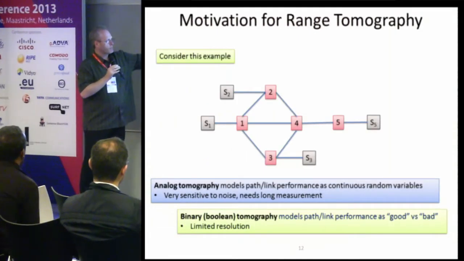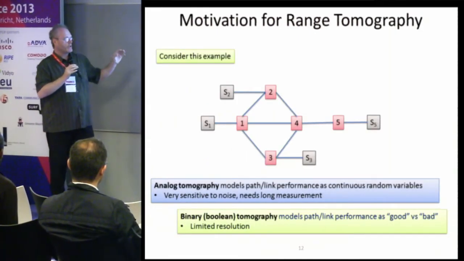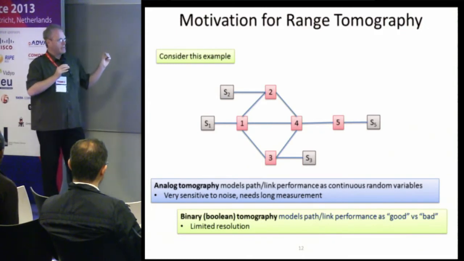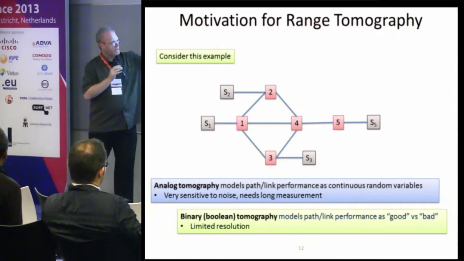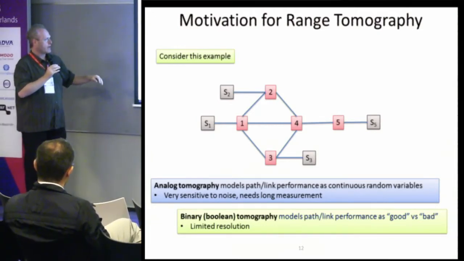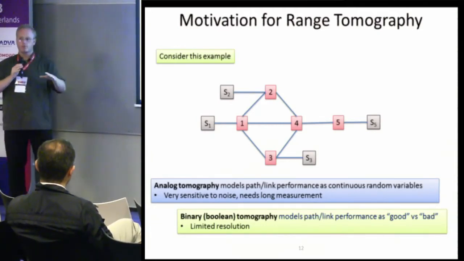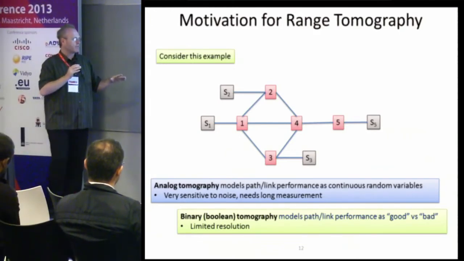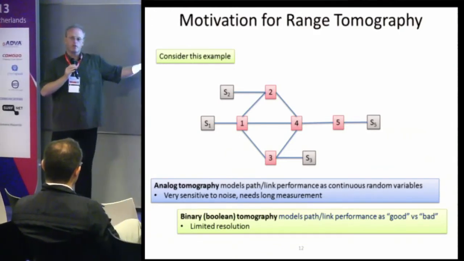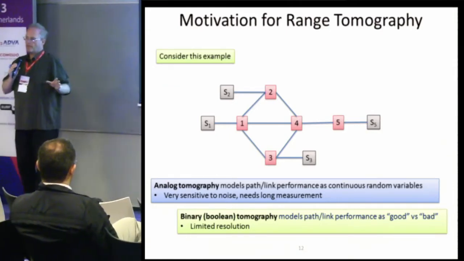But there's an approach called analog tomography, where you look at the actual measurements, you look at the variation in the round trip times or the one-way delays. So you have this continuous, basically random variable. And of course that's sensitive to noise. Even a perfectly quiescent network is going to have some variation. So you have to measure things for a long time. And with Pythia, we don't feel we have that luxury.